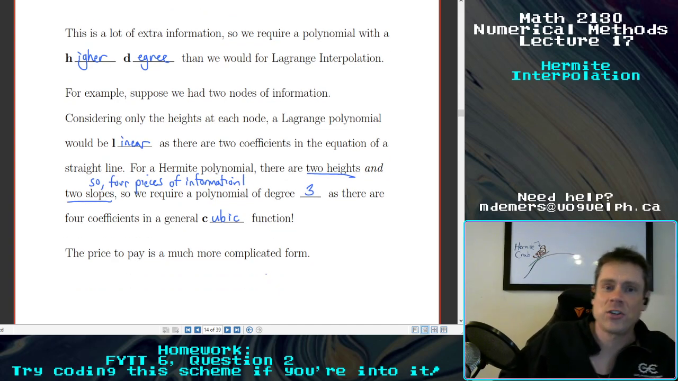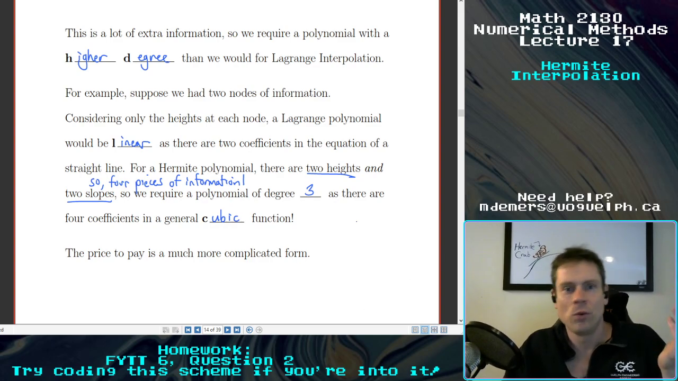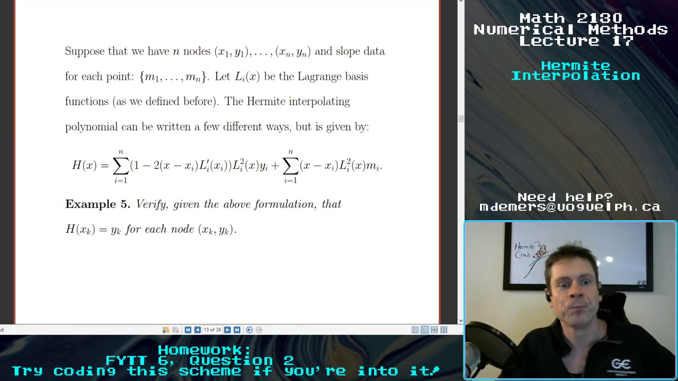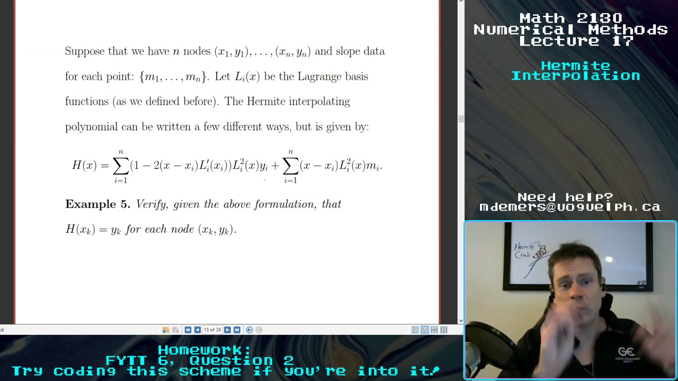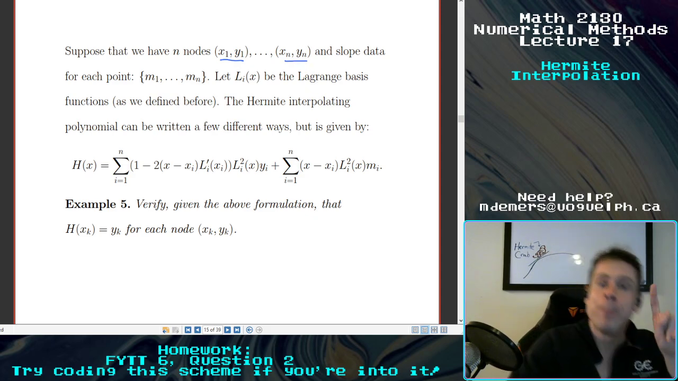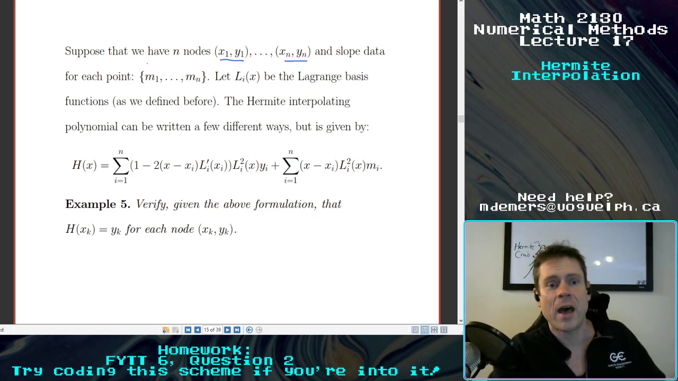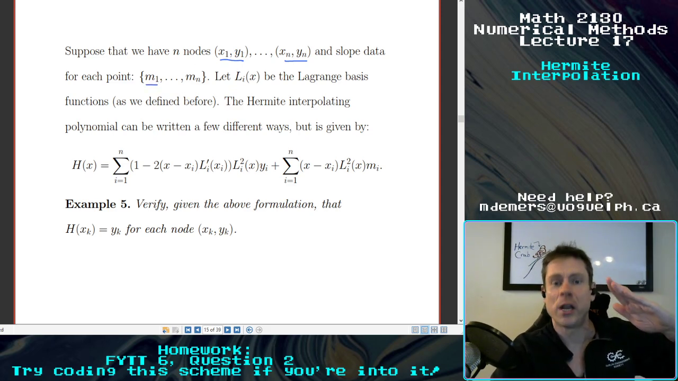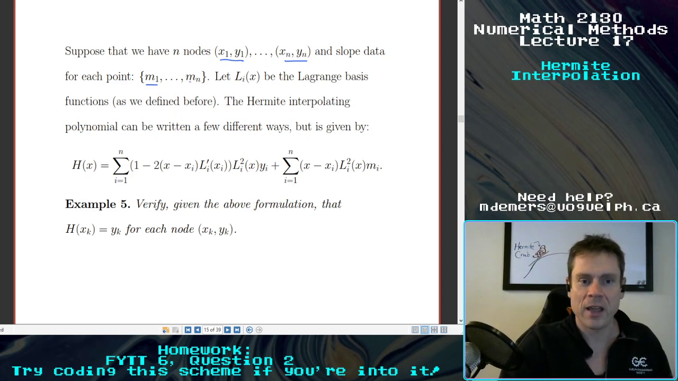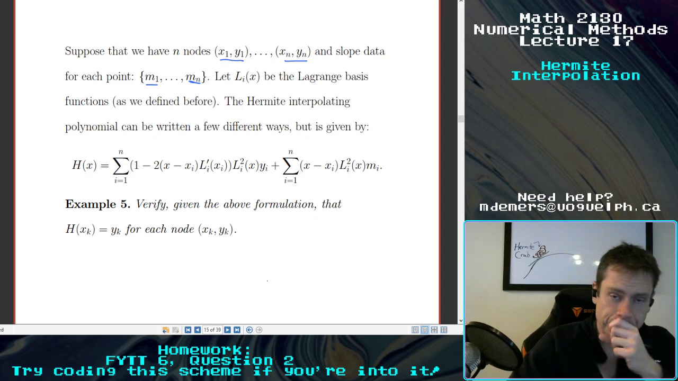Now, the big question is, how do you do this? Like, what is the format of a polynomial like this? Because it's got to be complicated. And it is a much more complicated form. So let's chat about that. Suppose we have n nodes, (x1, y1) through (xn, yn). So this is familiar. We have this data that we know. But in addition, we also have slope data. So for (x1, y1), we know that we want slope m1. For (x2, y2), we know that we want slope m2, all the way through to mn. So I've doubled the data. Okay.